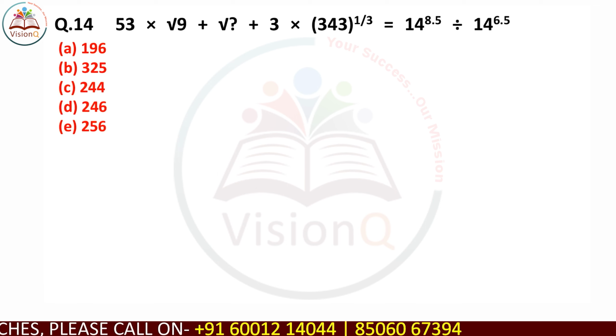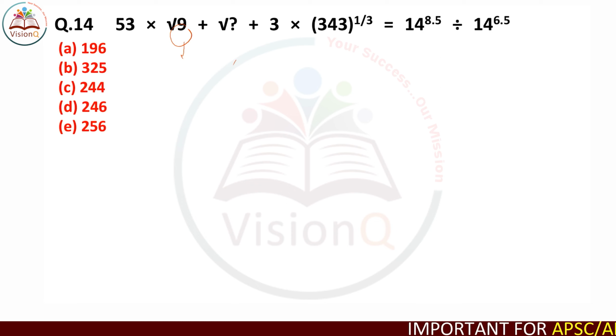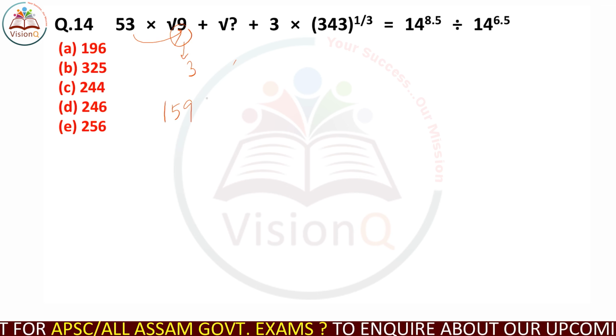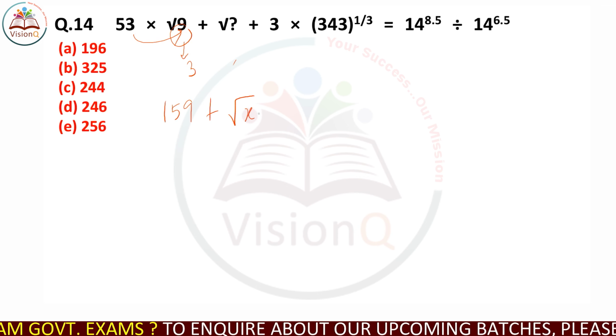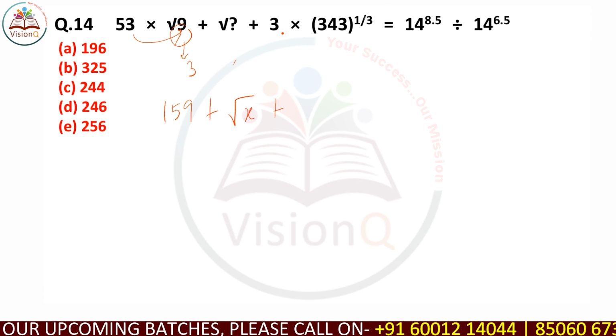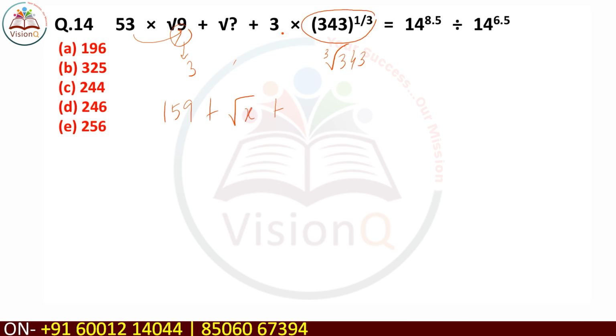So next in front of you is question number 14. Okay, it is given that 53 into root over 9. Okay, we know square root of 9 is 3. And 53 into 3, if I multiply 53 into 3, I will get 159. So 159 plus square root of x plus, okay, 3 into, okay, if I find out 343 to the power 1 by 3, it is cube root of 343. And we know 343 is the cube of 7. So 3 into 7 gives 21.